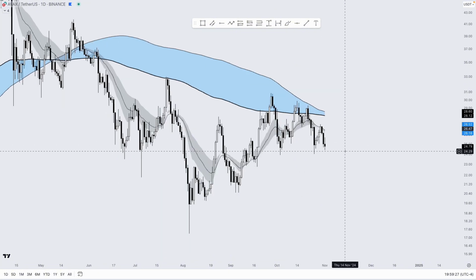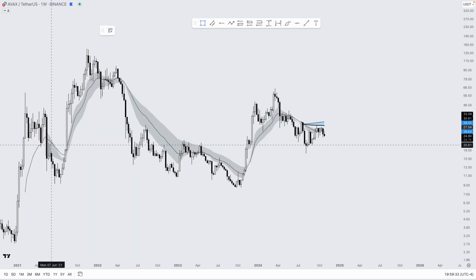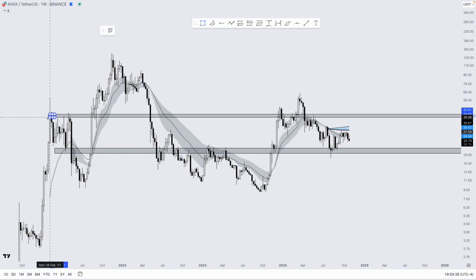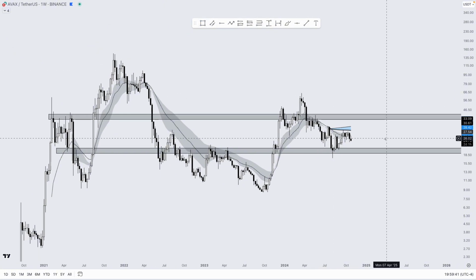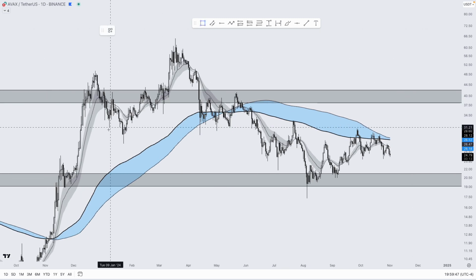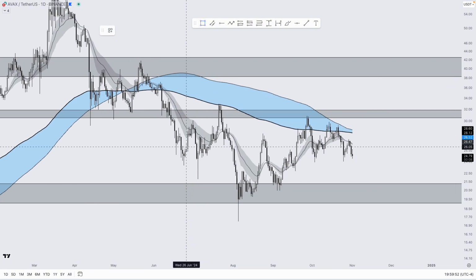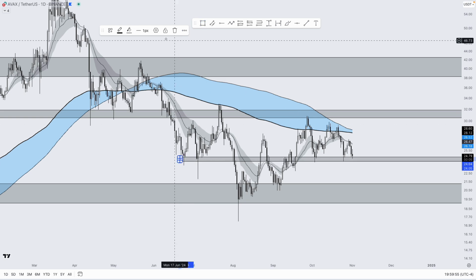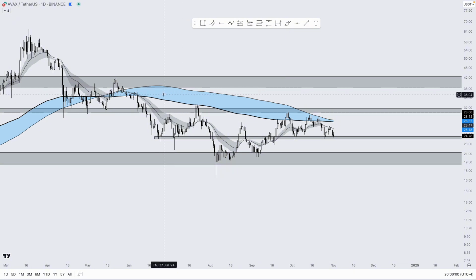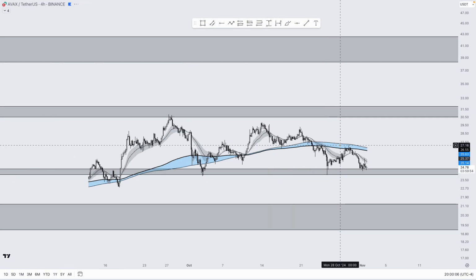Okay, AVAX. Let's see here. So draw this level here. So it is testing some support here, which it is below. Now, one thing I would take into note here is it is below these daily 200s, which are holding as resistance. So ideally, you want to see these reclaimed. Now, let's see what trend.